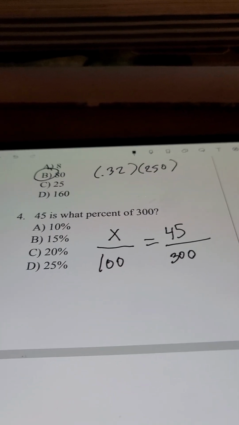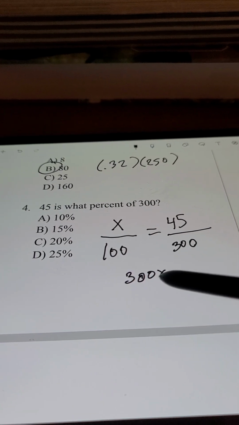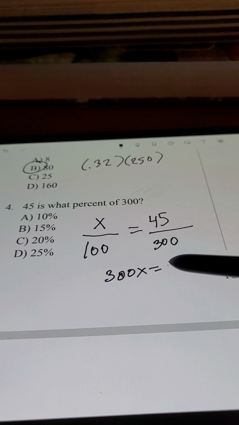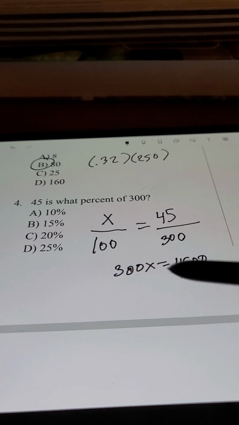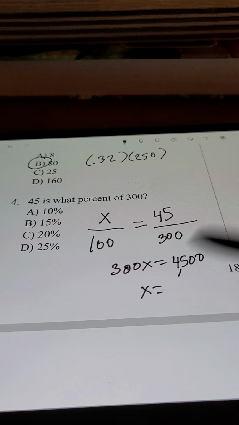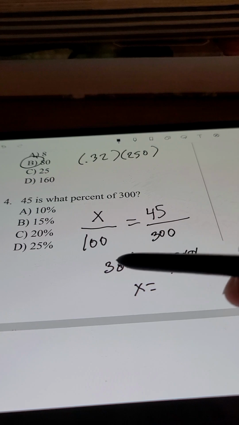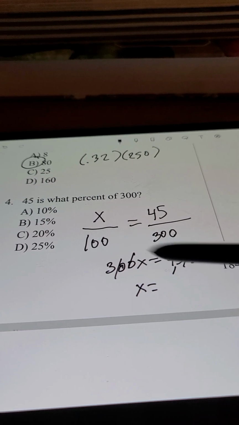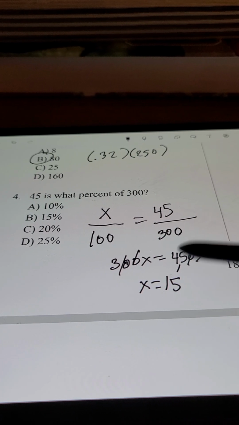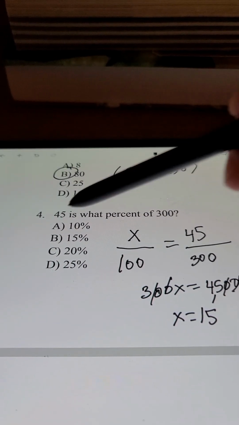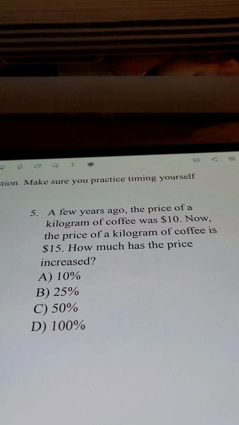Now we just need to cross multiply and solve for x. So that would be 300 times x is 300x. And then 100 times 45 is going to be 4,500. Now just divide each side by 300 to get x by itself. You also could just say I'm canceling out a 0 on each side and then make it easy on yourself and just say it's 45 divided by 3, which gives you 15. So X would be 15%. So the answer is B.